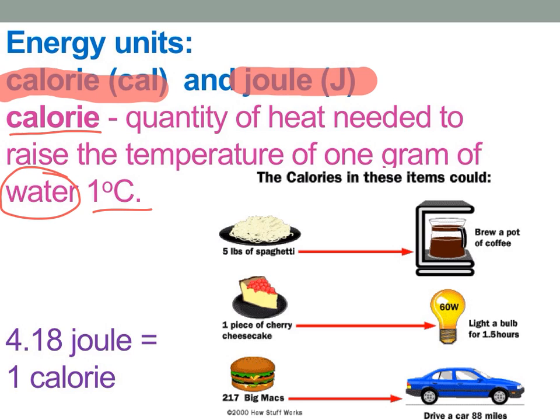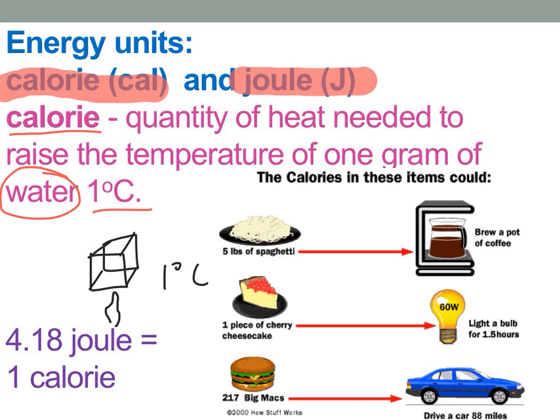So the way I described it in class was that if you have a cube of water, the heat that it would take to heat that cube of water by 1 degree Celsius, that's how much energy it would take, is 1 calorie.